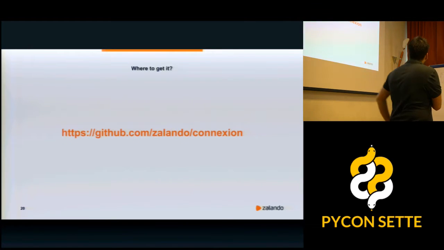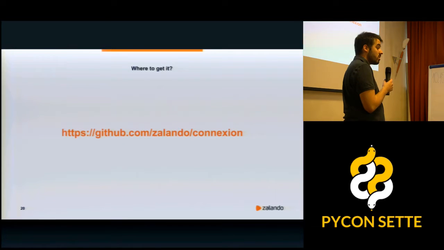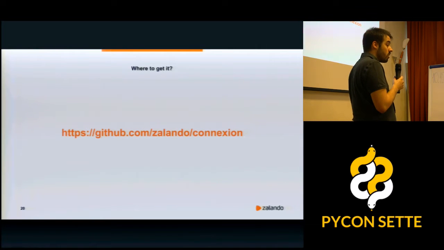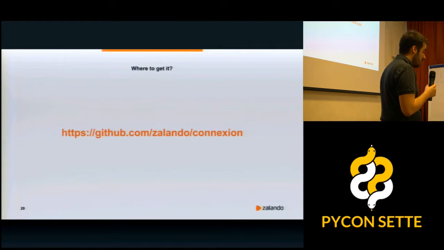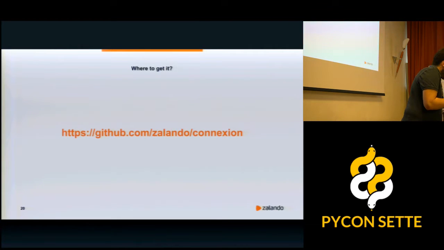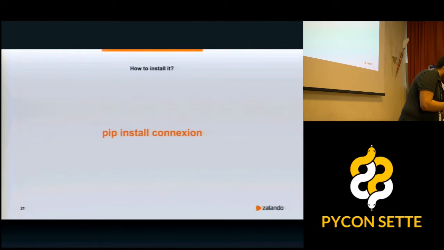Okay, so now, if you want to get Connexion, you can look for it on our GitHub page. It's github.com/zalando/connexion. If you have any issue with Connexion, or any question, you can also ask there in the issues. Me personally and my colleagues will look through it and try to answer things fast. If you want to install it, it's just pip install connexion. Nothing really surprising.